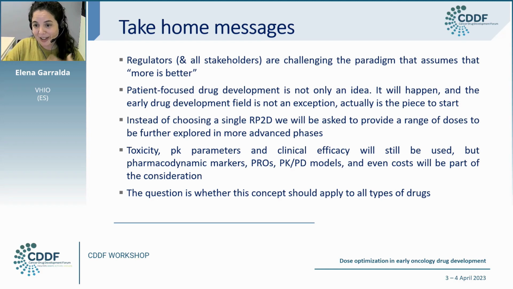So this needs to start from the phase 1 trials, and it's very important that patients and patient advocacies also speak about how they feel about these new concepts. Instead of choosing a single recommended phase 2 dose, we will be asked to provide a range of doses to be further explored in more advanced phases. Toxicity, PK parameters, and clinical efficacy will be used, but also pharmacodynamic markers, patient-reported outcomes, PK/PD modeling, and even costs will be part of the consideration.